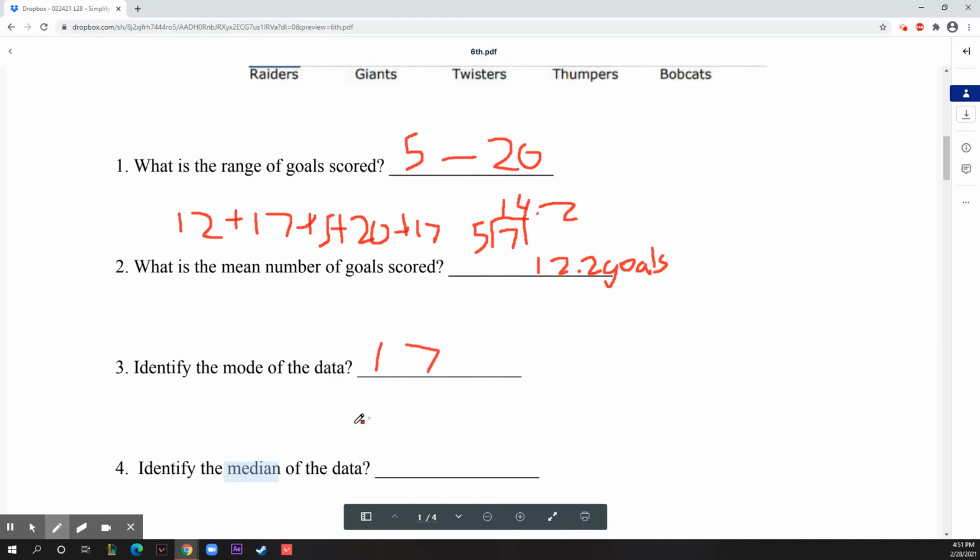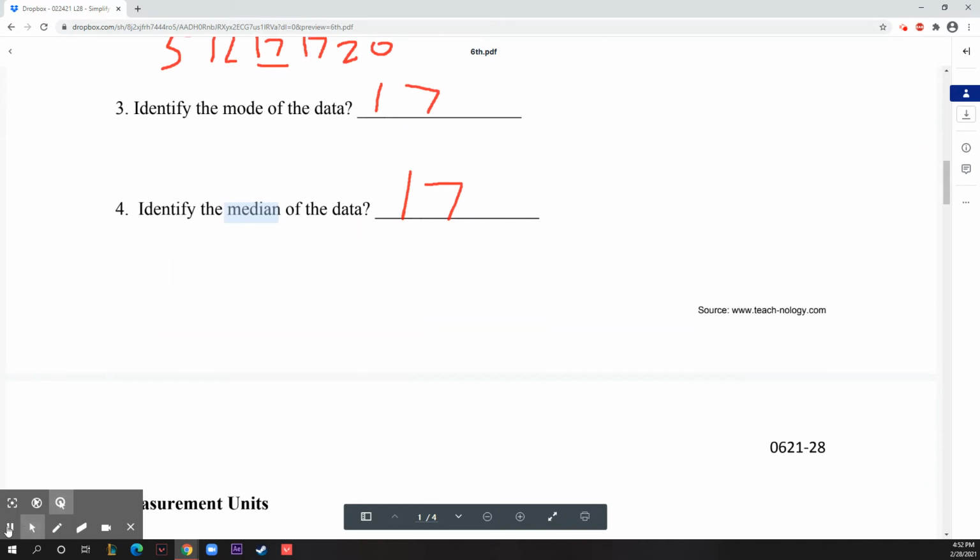And finally, it's asking for the median of the data, which is basically the number in the middle. So you take all of this and you order it from least to greatest: 5, 12, 17, 17, 20. And then you find the middle number, which in this case is the third number, or 17 again. So the median of this is 17.